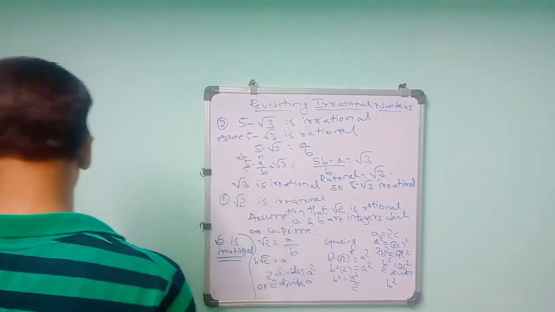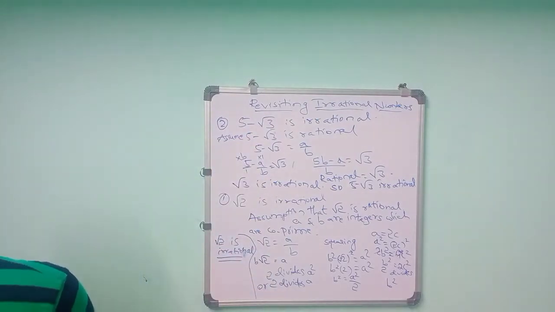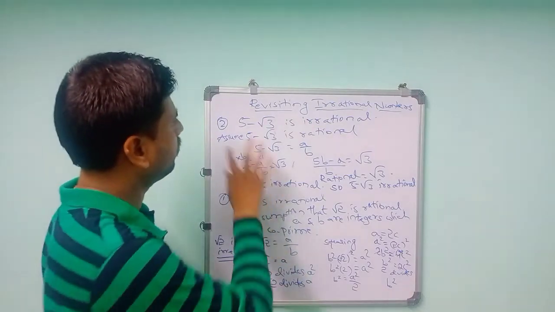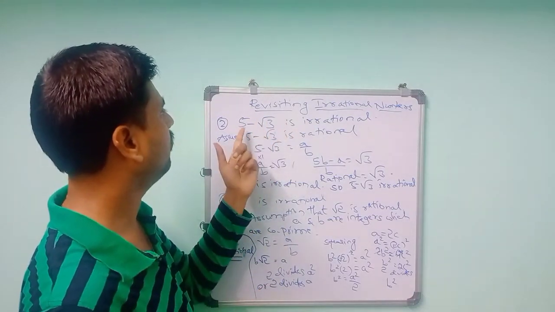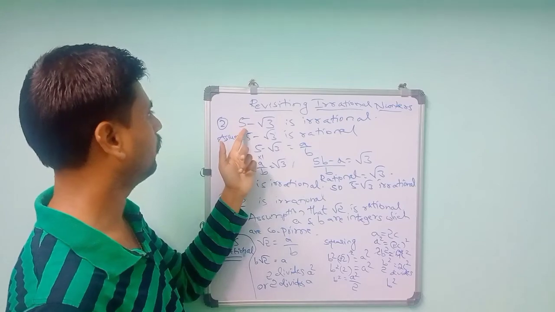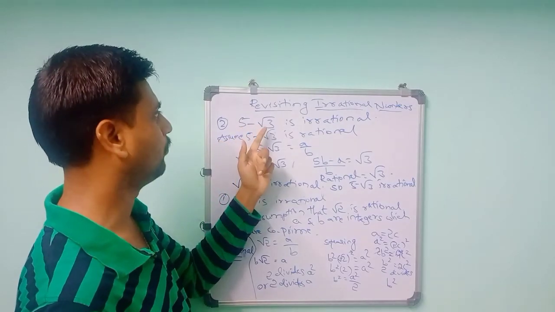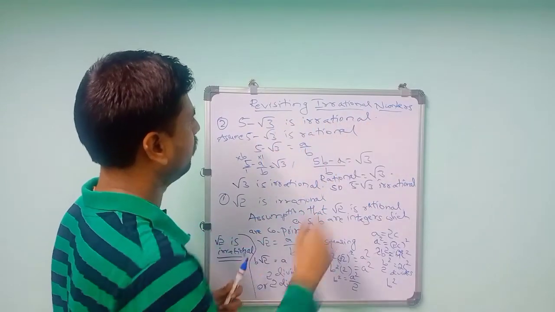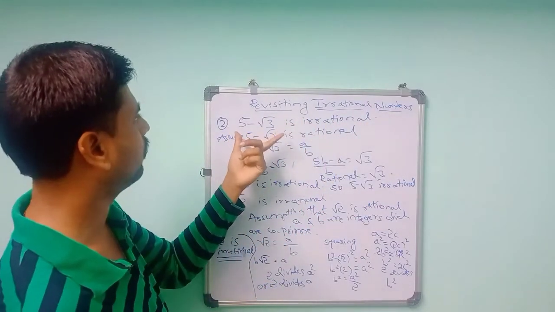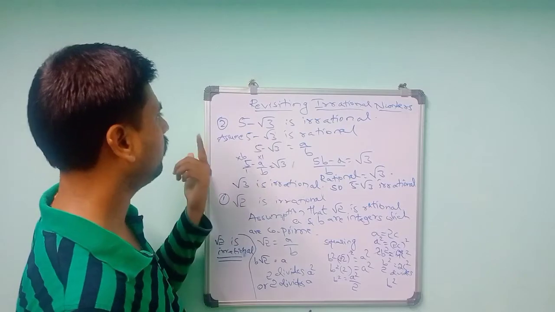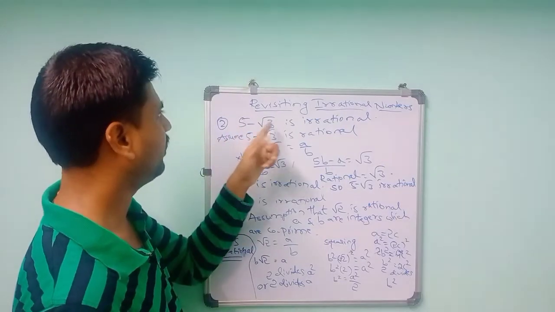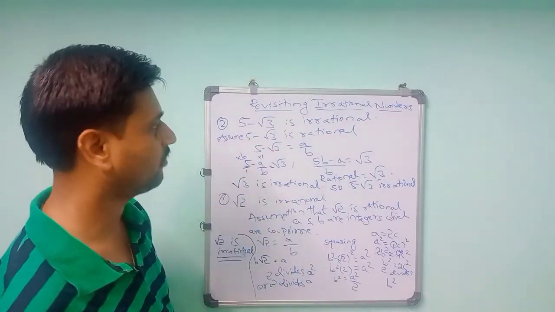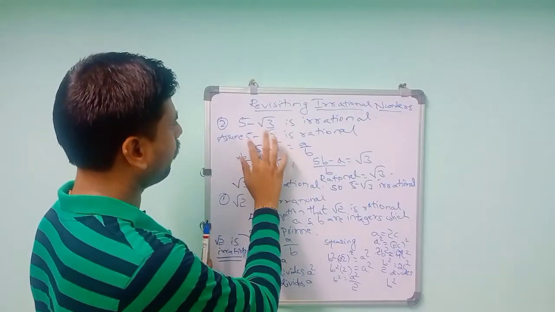Again, I will explain one more time. Take the example 5 minus root 3. It is a whole number minus an irrational number. So you have to prove 5 minus root 3 is irrational. The product or the addition of a rational and an irrational number will become irrational only.